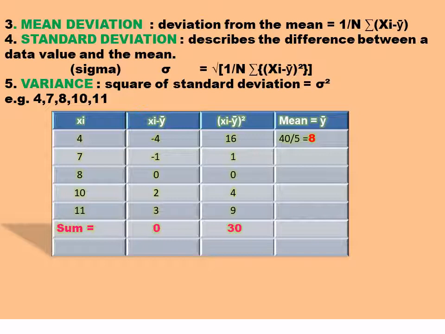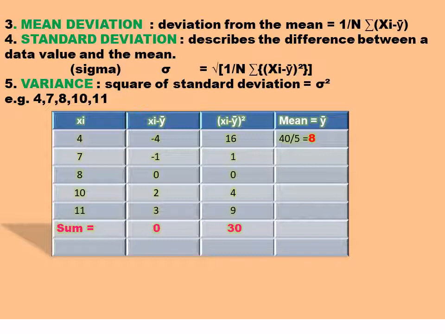So what you need to do is subtract this mean from each point of the data. The first point is 4, so 4 minus 8 comes out to be minus 4. So xi minus y bar will get you all the answers. Now 7 minus 8 is minus 1, 8 minus 8 is 0, 10 minus 8 is 2, 11 minus 8 is 3. So if you add these, you will get the sum as 0, right? Now you have to square them.